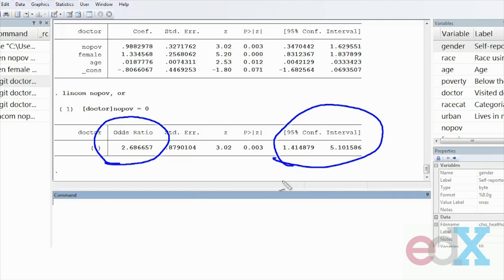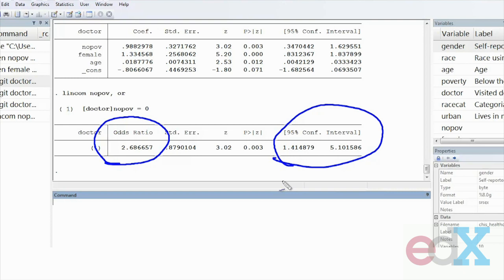To interpret this odds ratio, we can say that conditioning on age and gender, the odds of visiting the doctor are 2.69 times higher with 95% confidence interval 1.4 to 5.1 in those who are above the poverty line compared to those below the poverty line. Remember, we've conditioned on age and gender.